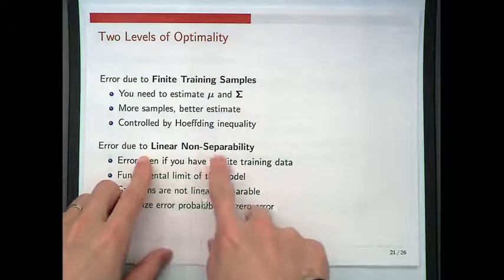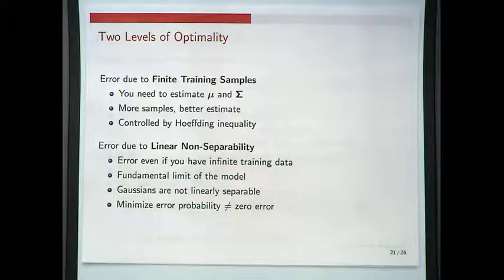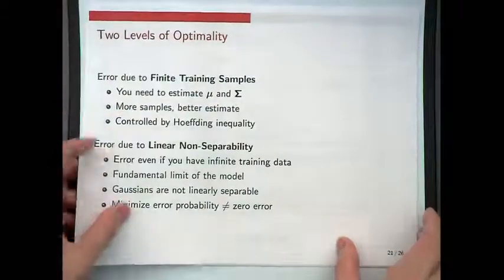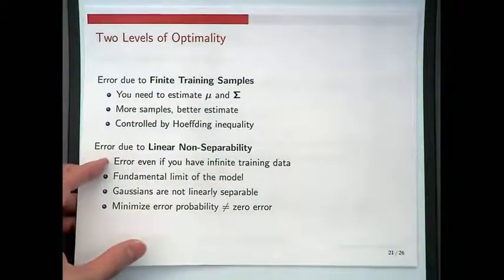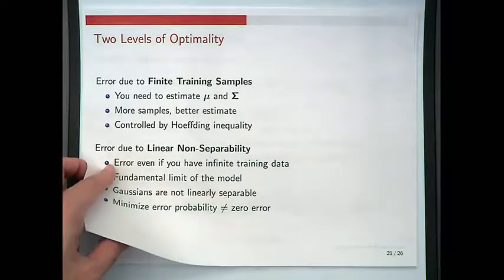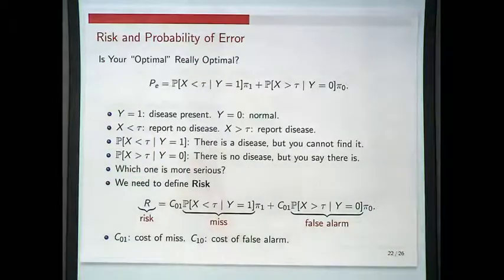The other problem is due to the intrinsic nature of your problem, which is the geometry of the problem, where you really have overlap between the two classes. So there are two levels of optimality. I will also add that there's a third level of optimality. It really depends on the problem type, the application that you're working on, which would define what we really mean by optimum.